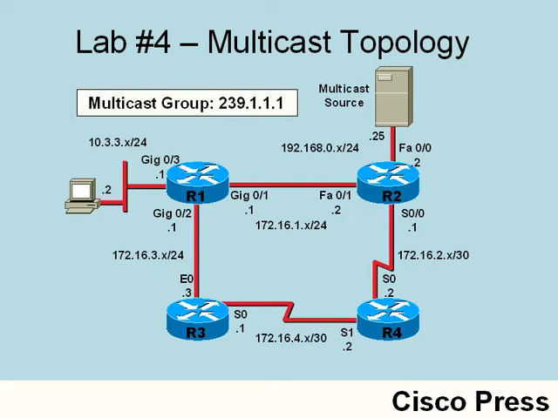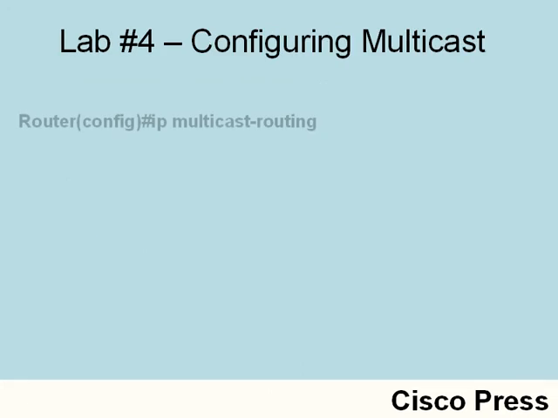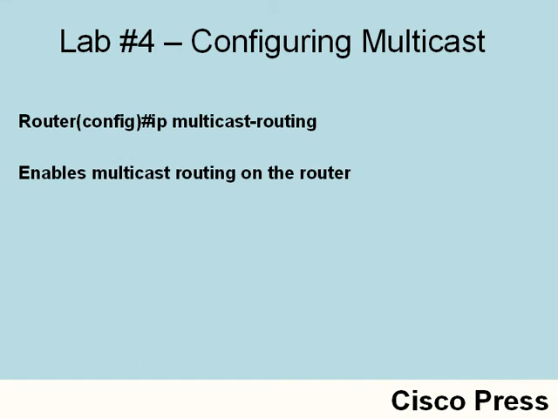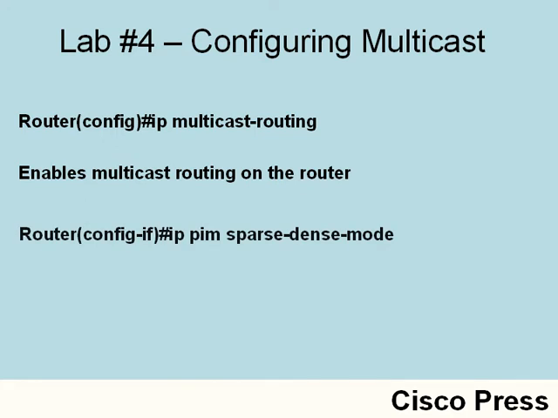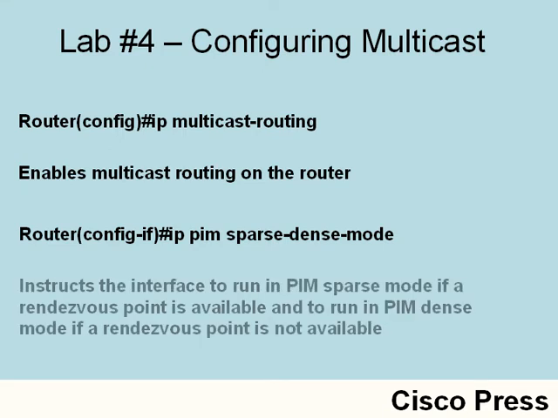Here's the syntax we'll use to set all this up. We're going to say in global configuration mode on all of our routers, ip multicast-routing. That is globally going to enable multicast routing on our router. Then we go into interface configuration mode for the interfaces that we want to be participating in multicast, and we will say ip pim sparse-dense-mode.